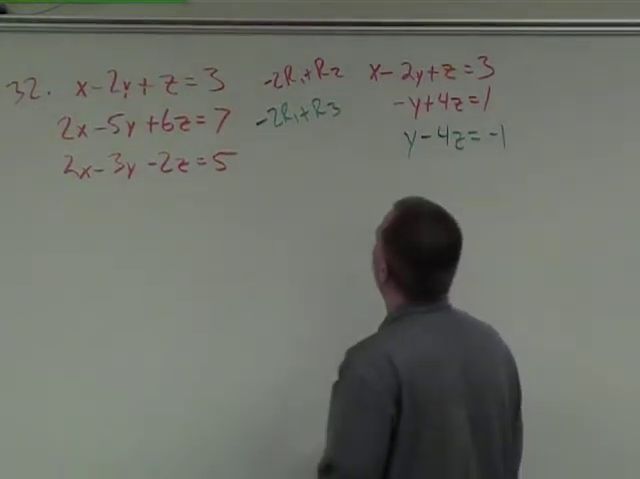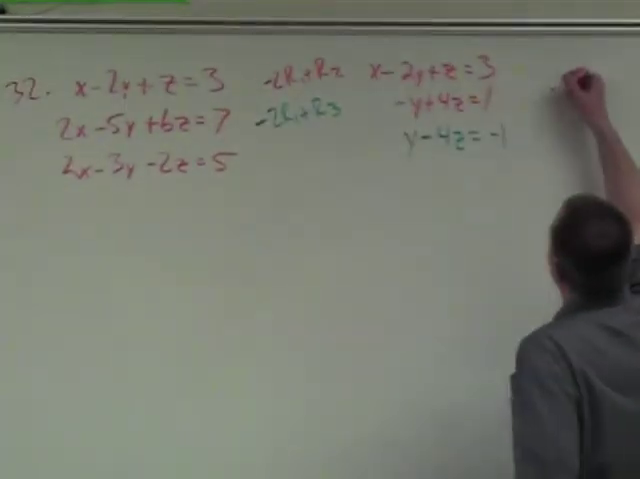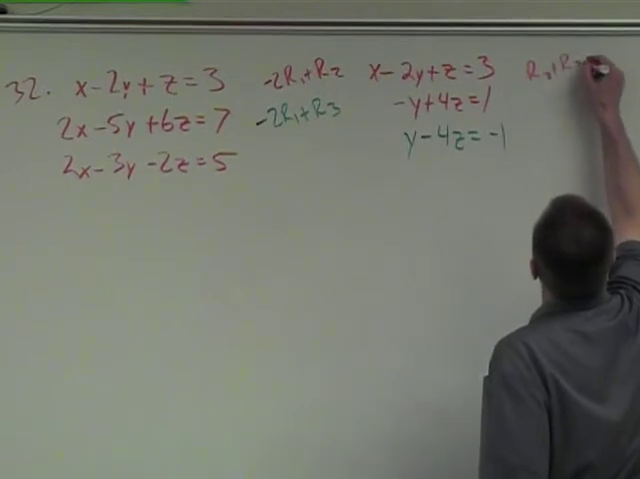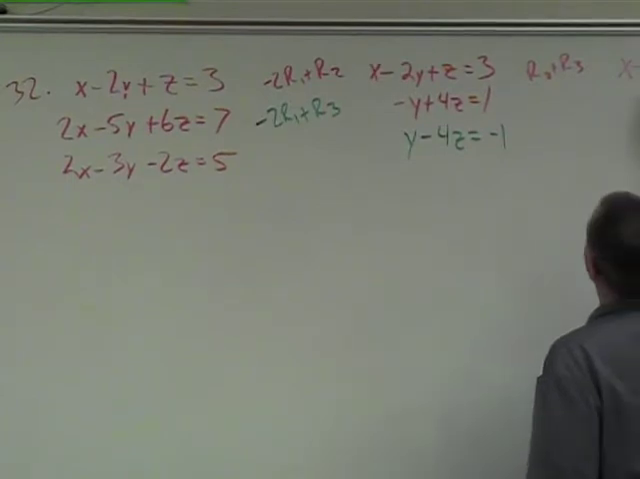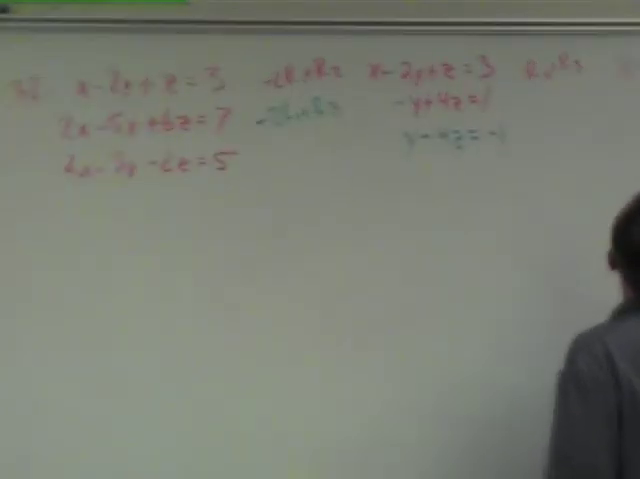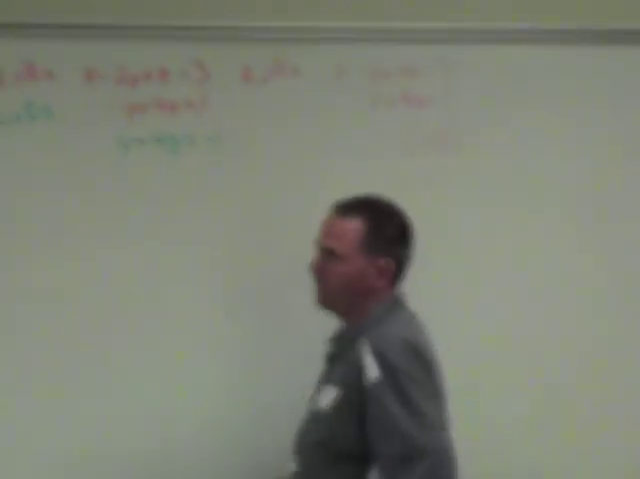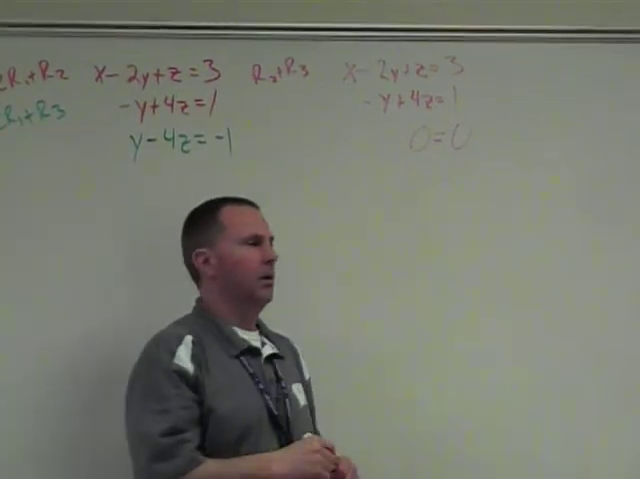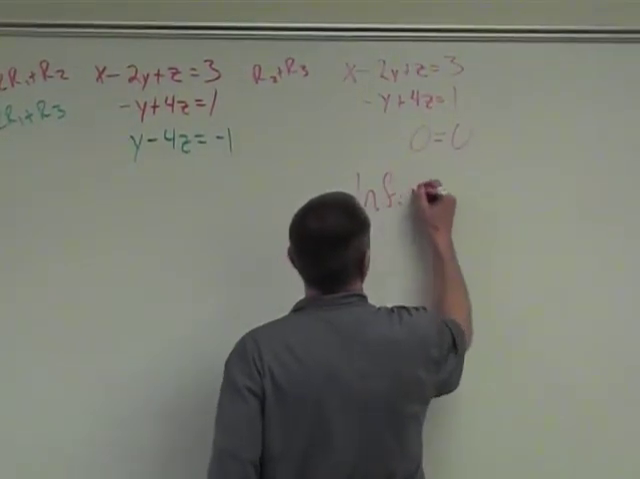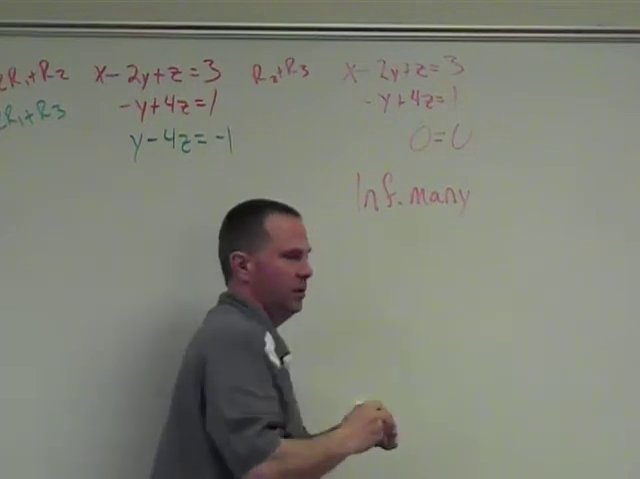So now I'm going to take row 2 plus row 3. Top row stays the same. Second row stays the same. Third row changes. The y's are eliminated. The z's are eliminated. That's 0 on the left. 1 plus -1 is 0. Doesn't 0 equal 0? Yes. Always. Infinitely many. And that'd be wonderful if you were done at that point. But we're not.